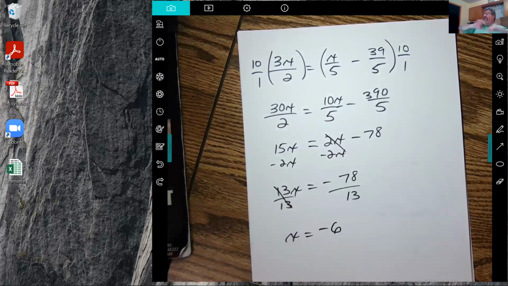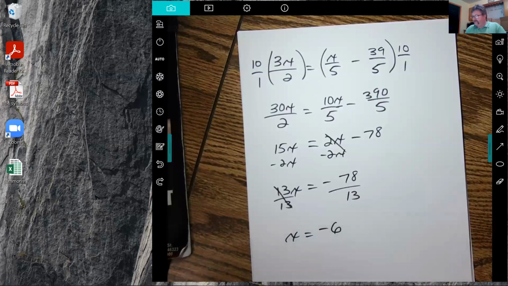So you can clear a fraction right out of there by finding the common denominator, multiplying through the entire equation, numerator only, by that common denominator. Then all the fractions magically disappear.